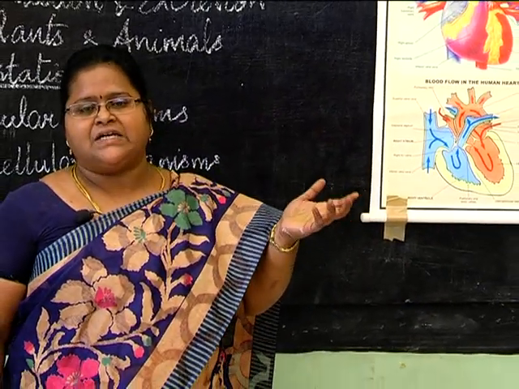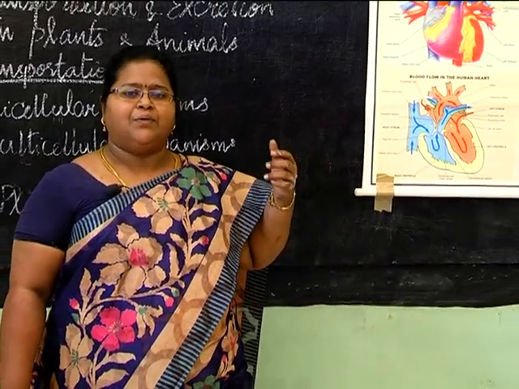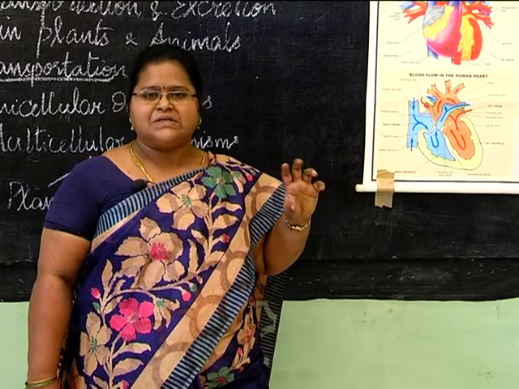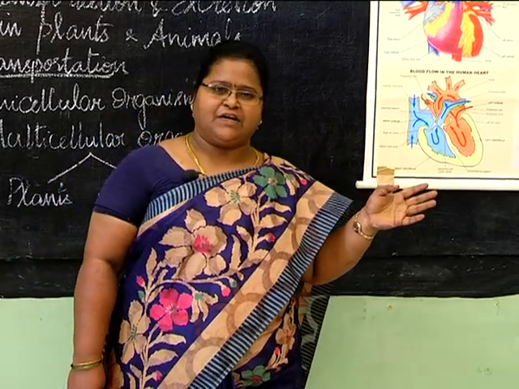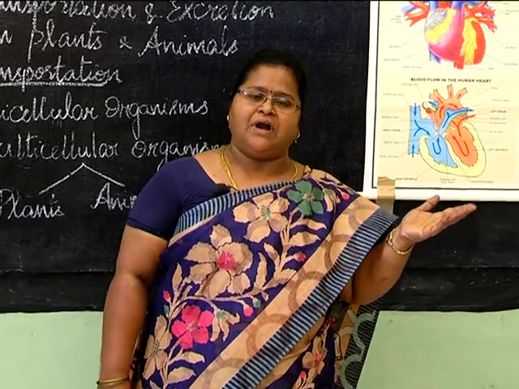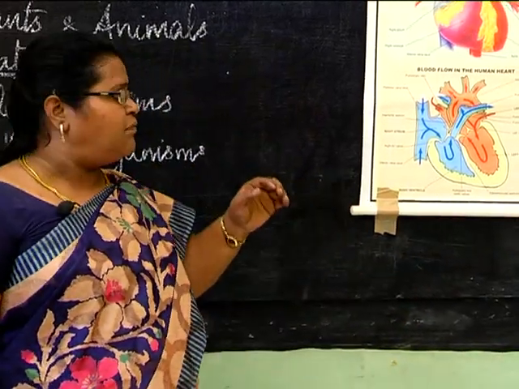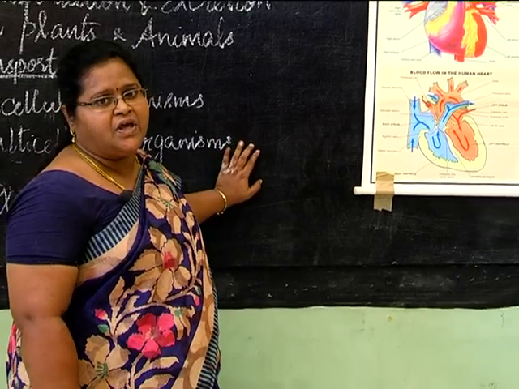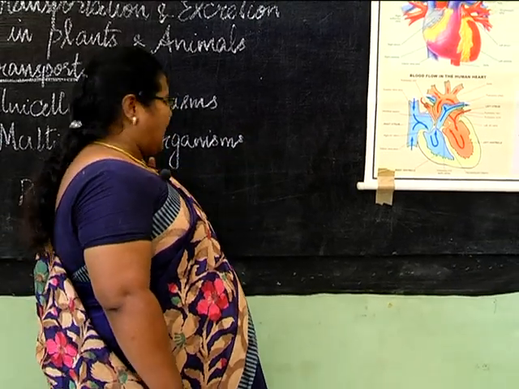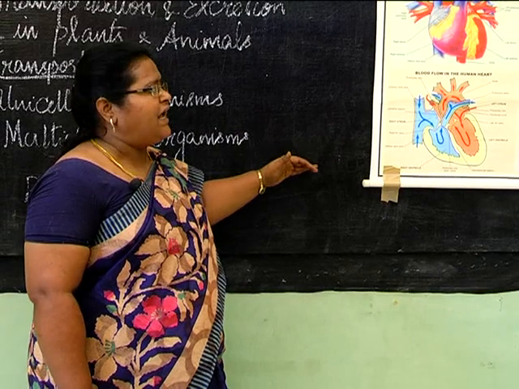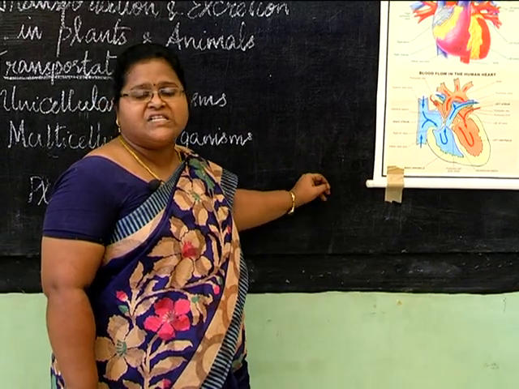In your textbook, there is a simple experiment for making a simple stethoscope. Maybe you can test it at home. You can test your own heartbeat by making your own device. So with this, we are completing the circulatory system in the case of both plants and animals. Next, we will proceed to excretion.